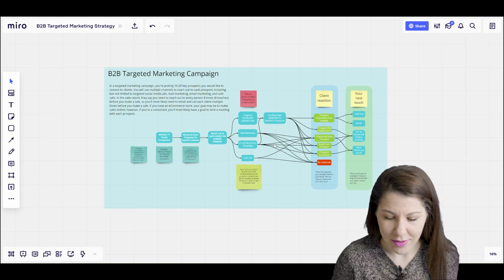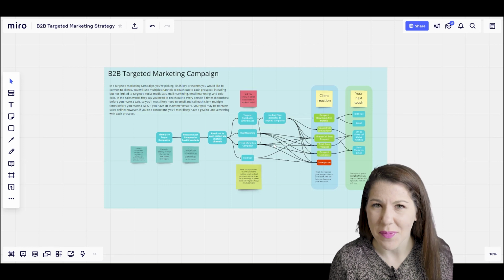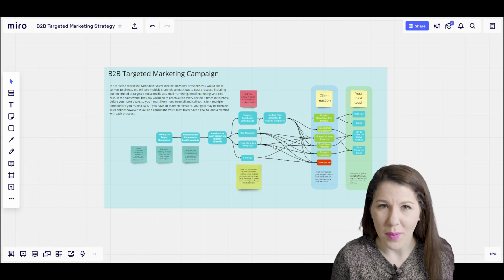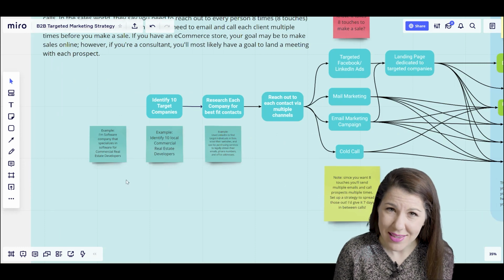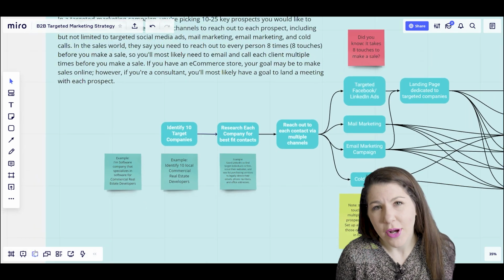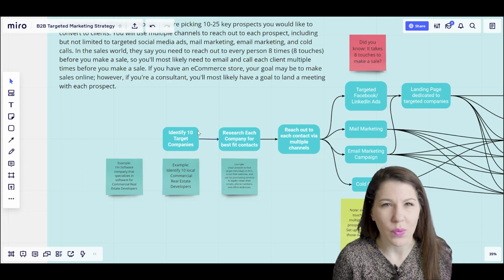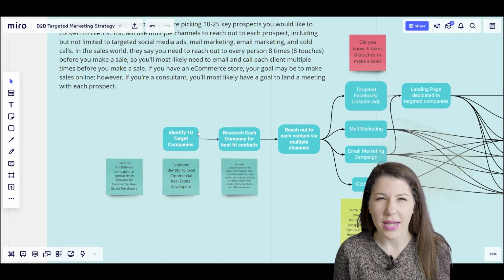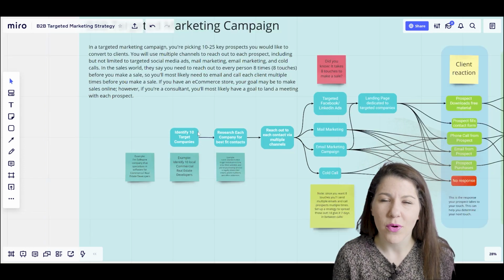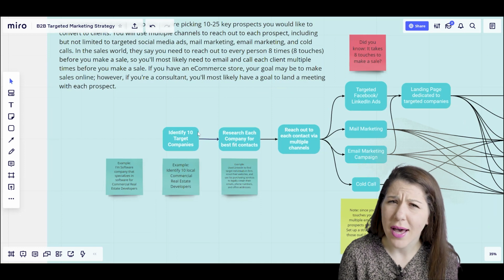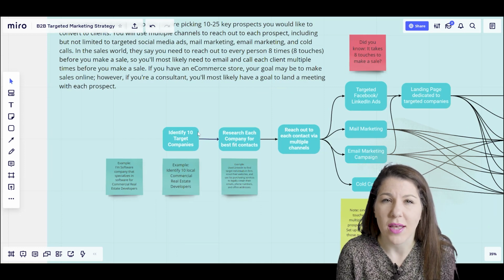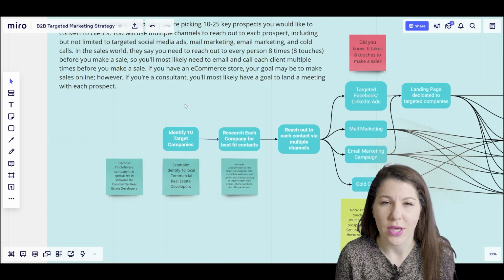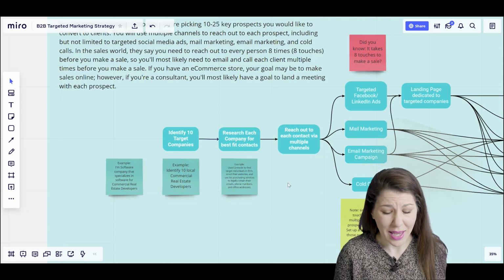So what I have here is basically just a very, very basic rundown of what we'll be doing. We're going to identify 10 target companies that we want to market to. And you don't have to do 10, you can do 25, something like that. If you had an entire sales team, I would be giving them each 5 to 10, or maybe even more depending on their capacity, companies that they need to reach out to while I'm marketing to them at the same time.